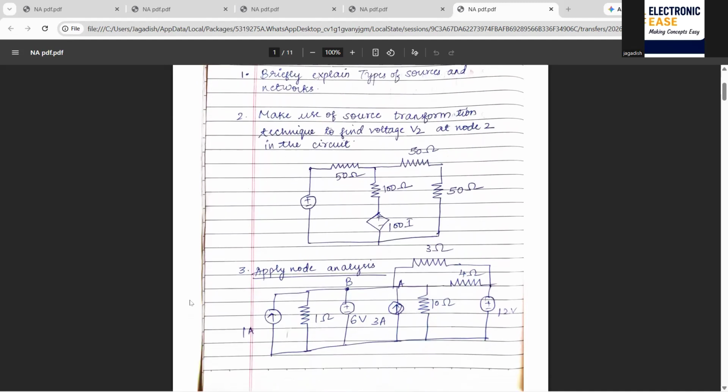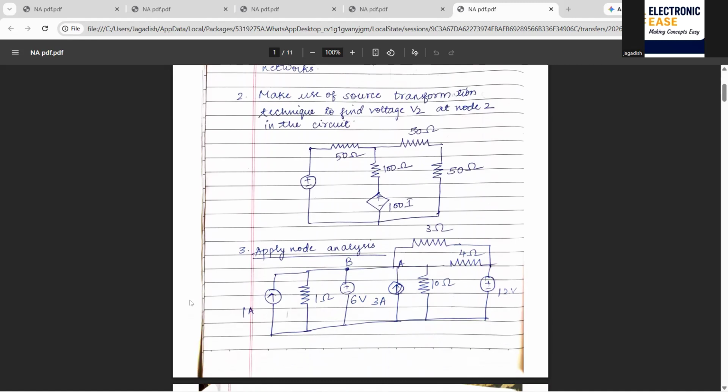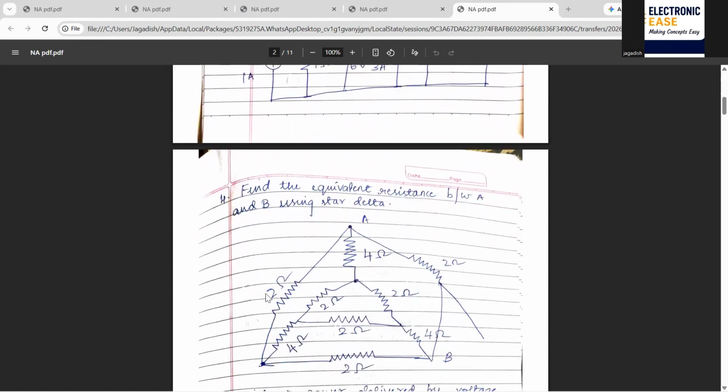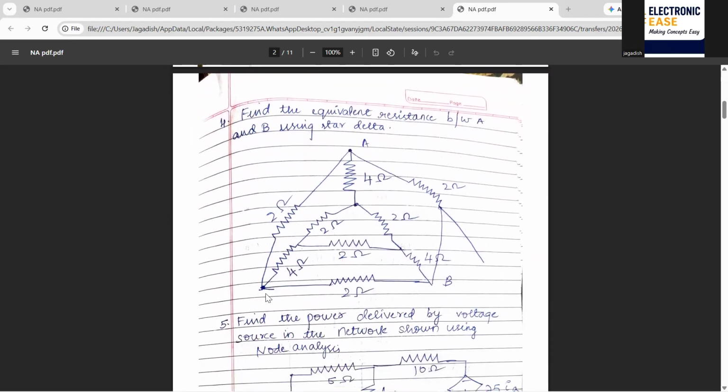Next, apply node analysis again. Same way, you need to identify the current equations and find the node analysis for the equivalent circuit. Then, find the equivalent resistance between A and B using the star and delta connection. For star and delta, there are many formulas you are supposed to use, which I've explained in the class. Here I'm not able to solve the problem because I have to tell all the five modules.